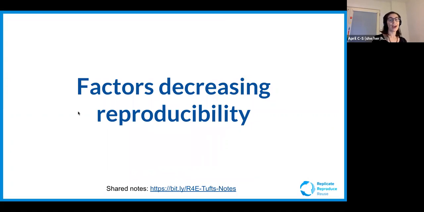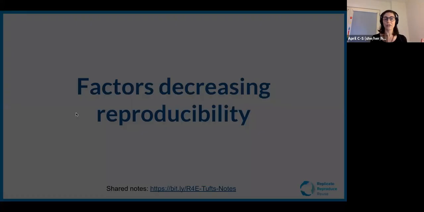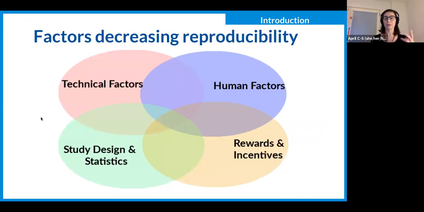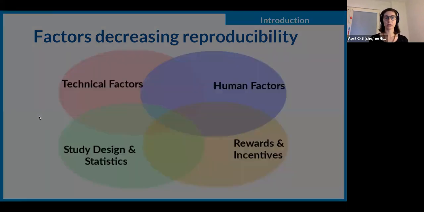So what are some of the factors decreasing reproducibility? For those of you that filled out the survey, you gave some really great answers, and we'll get to those in just a minute. But you can break them down into these four buckets: technical issues, human issues, study design and statistics, as well as higher level issues in the way that we reward each other for certain types of work and the incentives that we have as researchers and scientists.